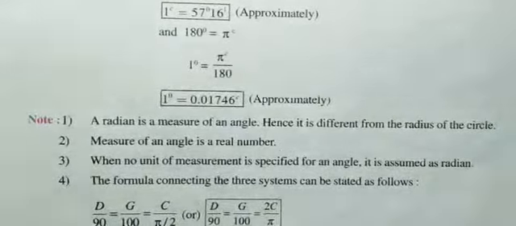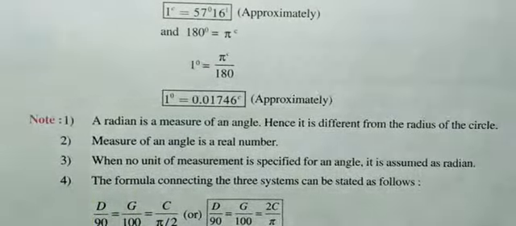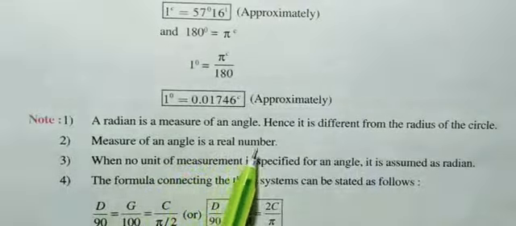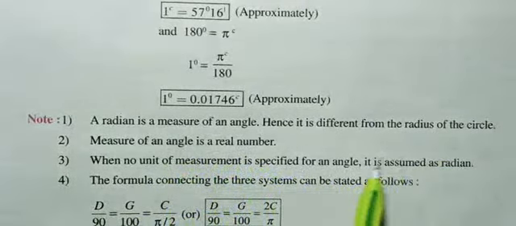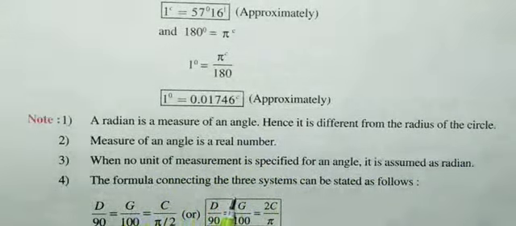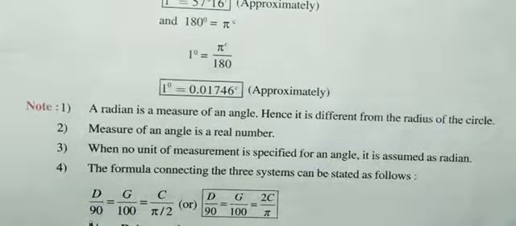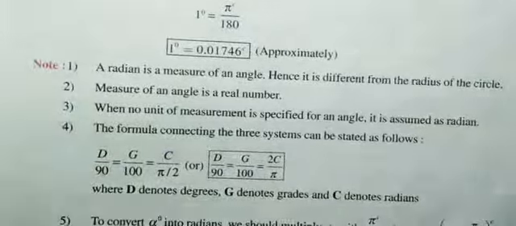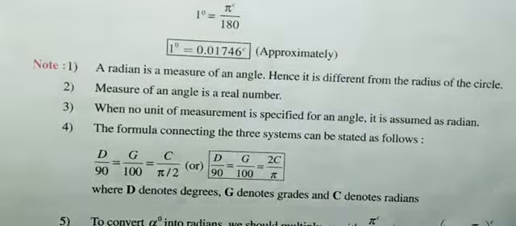In the notes it is given that a radian is a measure of an angle, hence it is different from the radius of the circle. Measure of an angle is a real number. The formula connecting the three systems can be stated as follows: D by 90 is equal to G by 100 is equal to C by pi by 2, where D denotes degree, G denotes grade, and C denotes the radian.